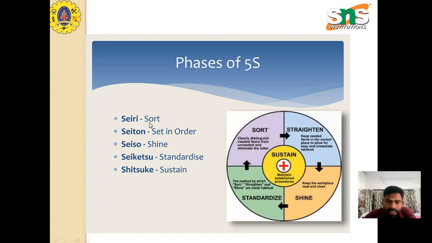And yes, as already discussed, we have five S's: sort, set in order, shine, standardize, then sustain. This 5S principle was first implemented in Japan. These terms are Seiri, Seiton, Seiso, and then Seiketsu, then Shitsuke. So these terms are derived from the Japanese language.